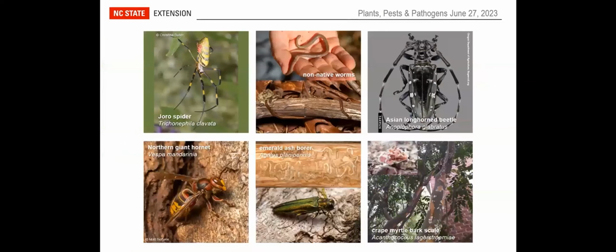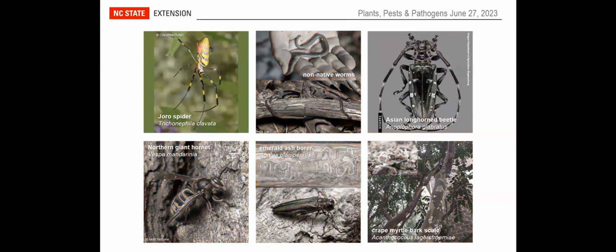Okay, finally, I wanted to give very lightning updates on a few other arthropods and even other animals that are in the state and are not native, just so you all know about them.